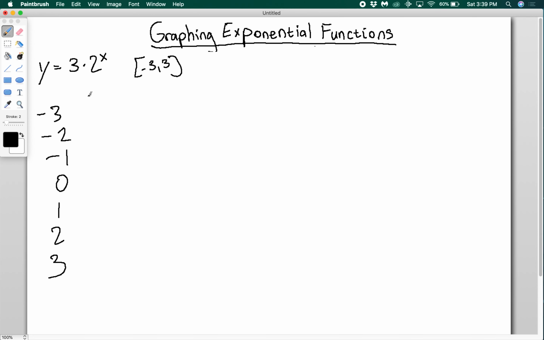So I'm going to do 2 to the -3 is 1/8. I'm going to multiply that by 3 afterward. So I'm going to get 3/8. And then -2, I'm going to get 3/4. And then I'm going to get 3/2 and 3. And then 6, 12, 24. Right? Where this is 3 times 2, 3 times 4, 3 times 8.